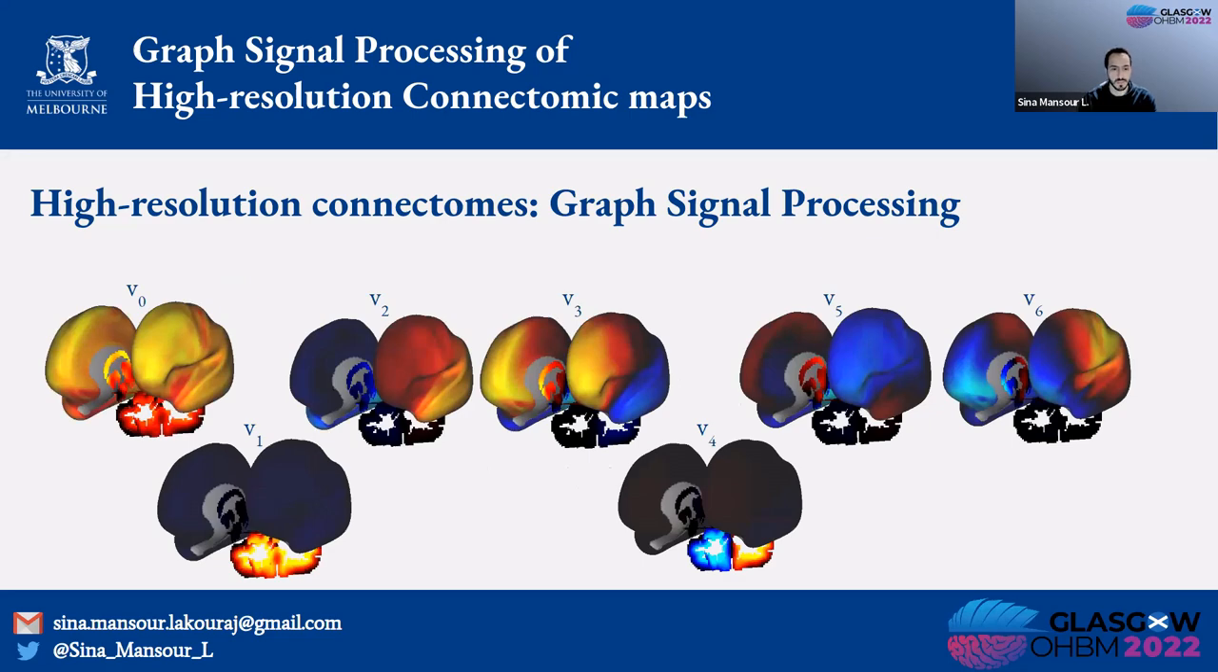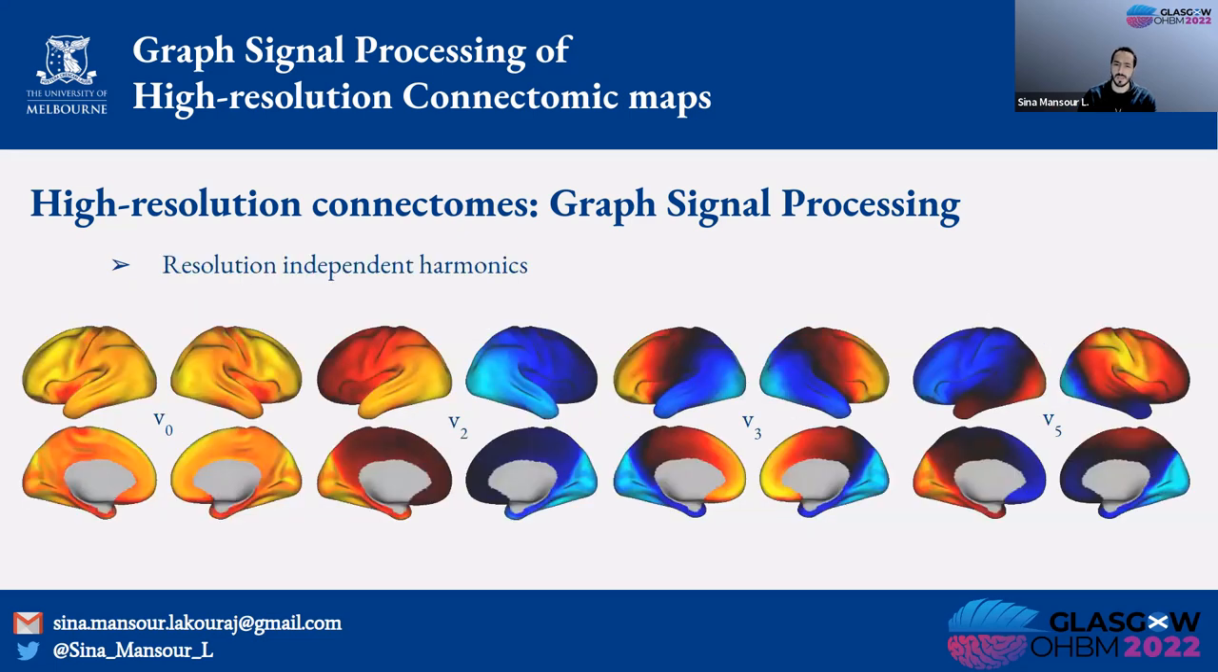And these gradients that are being visualized right now are the first few eigenvectors of this eigen decomposition. What we observe is that these eigenvectors can be divided into sets of cerebellar eigenvectors and cortico-subcortical eigenvectors. I would like to now focus on these cortico-subcortical eigenvectors and share one of the interesting observations that we have, and that is that these harmonics, or these eigenvectors of the structural connectomes, are actually independent of the resolution that we use.